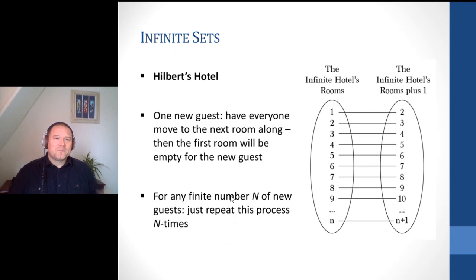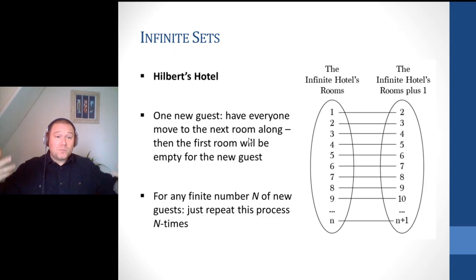Here's what we do. We perform an isomorphic mapping. We have everyone who's in a room move along to the next room. So if you're in room 1, you move to 2. If you're in 2, you move to 3. If you're in 3, you move to 4, and so on. Now this will involve an infinite number of people moving one room along, but of course, everybody does it, and now we've got a free room. The first room will be free.